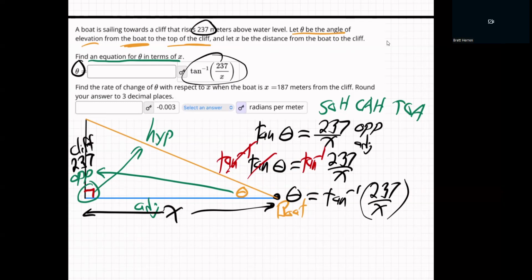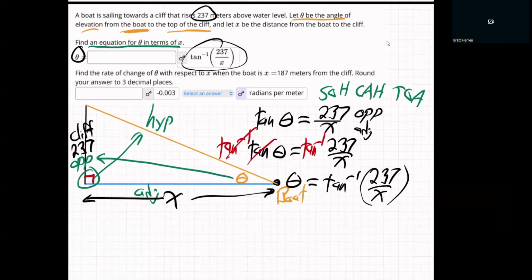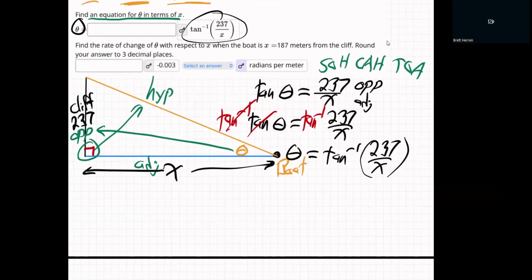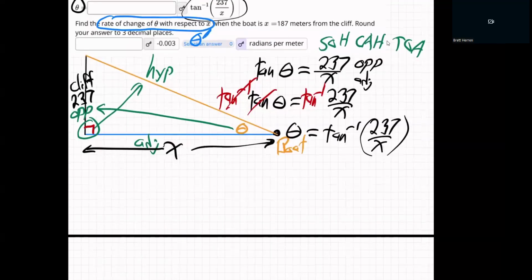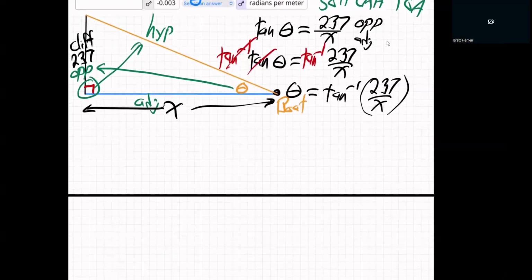Now, second part, they're going to say, okay, find the rate of change of theta with respect to x when x is 187. What does that language mean? Rate of change of theta with respect to x. That means theta prime. Derivative. That's rate of change. So now bring this down.